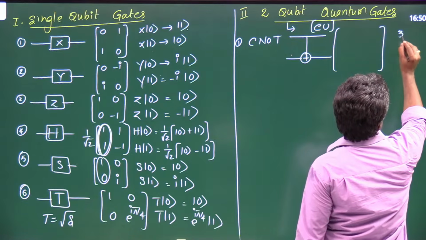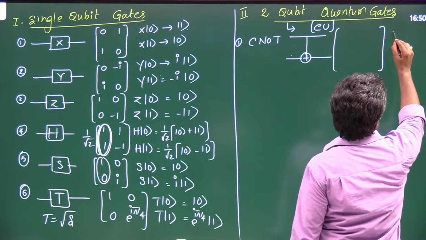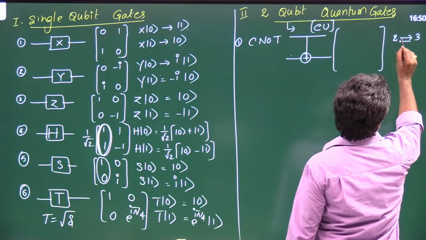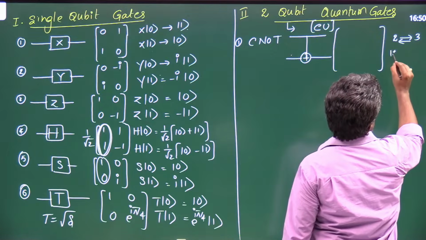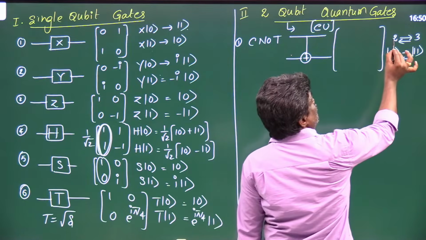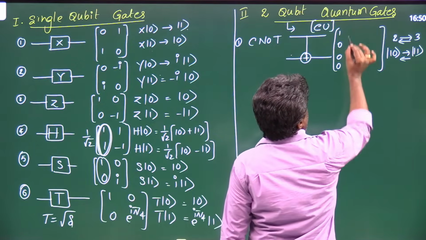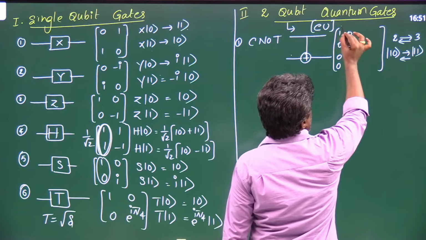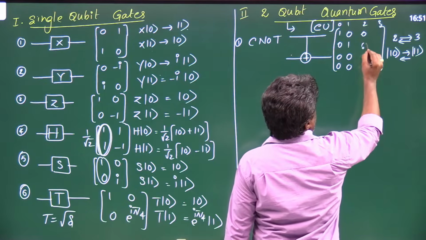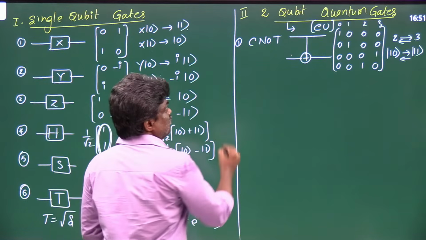Everybody knows it converts 2 to 3, 3 to 2. That's why 1 0 converts to 1 1 and vice versa. That means the second and third columns are interchanged. The first column, 0, no change. Next column, 1, no change. This is 0, 1, 2, 3. No change, but here interchanged. No confusion at all. Please write yourself.